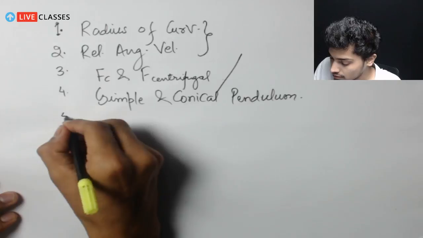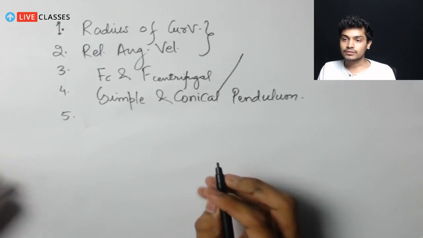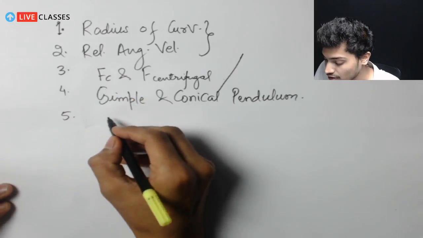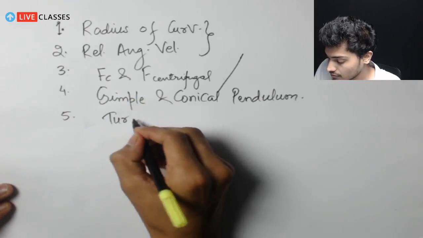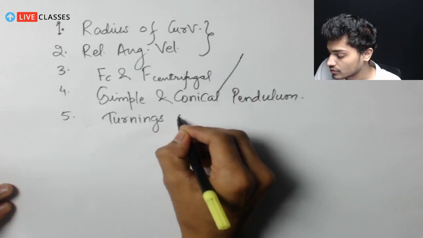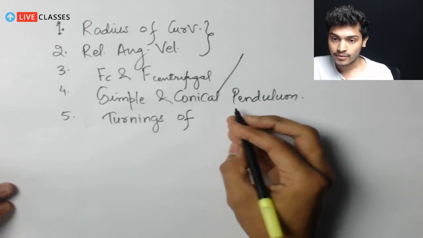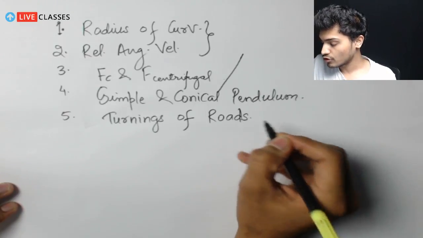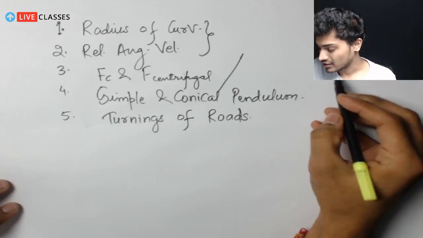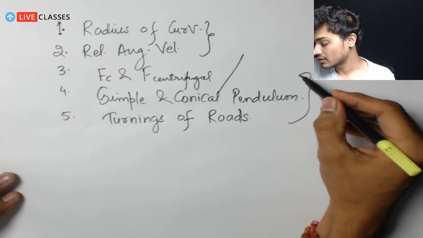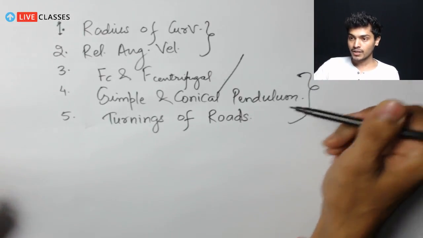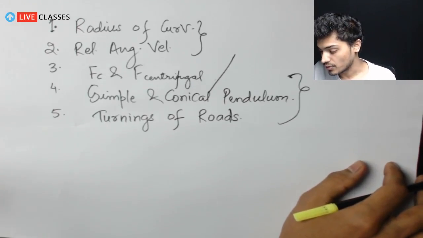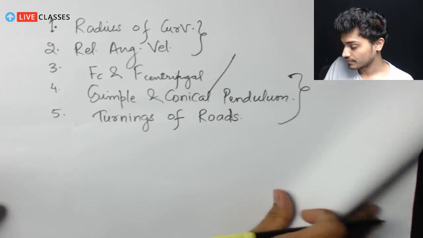And after that we will also see the circular turnings of roads, which we also call banking of roads. We will also solve many problems based on this, and most of these topics we will be covering under the dynamics part of circular motion. So let's begin with the radius of curvature.